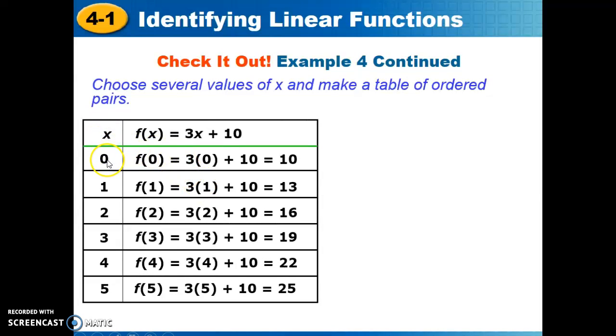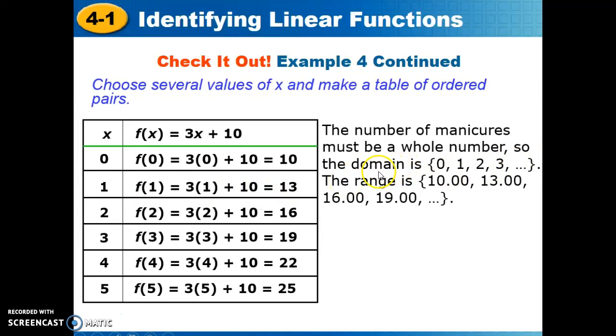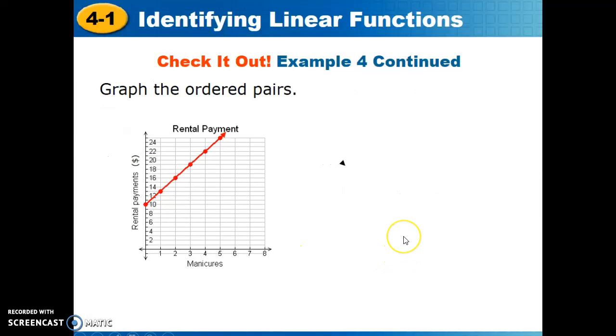What values of x make sense? Number of manicures cannot be negative, so therefore we're going to start at 0. If she has 0, she receives 10 or pays 10. If she has 1 manicure, 3 plus the $10 per day is 13. So we come up with the ordered pairs, but our domain that we allowed is 0 through infinity, all positive real numbers, and the range starts at 10. For 0 manicures, 10 is our ordered pair. So we list the range as the output values that we received after making calculations.